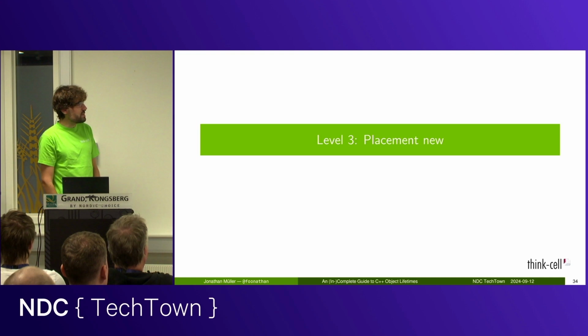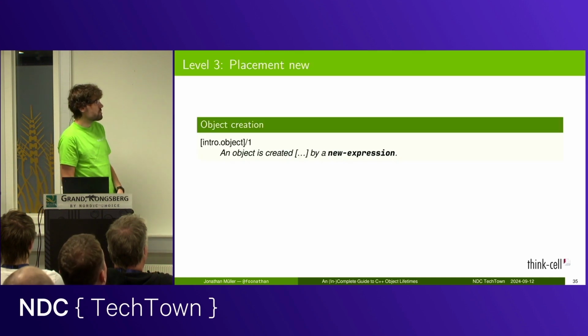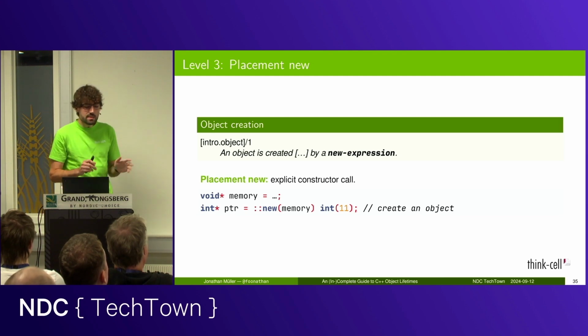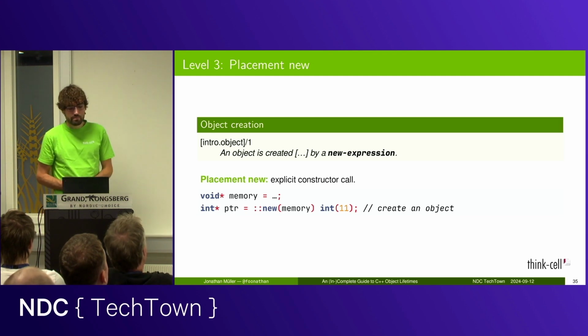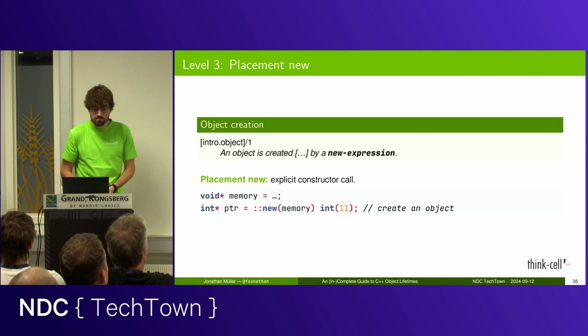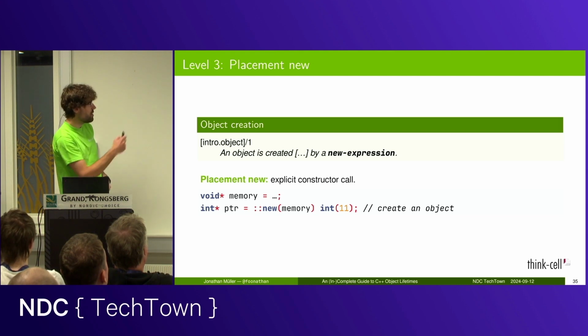So let's talk about placement new. An object is created by a new expression. There's a special kind of new expression, placement new. Placement new is an explicit constructor call. If you've got some memory, you can call placement new on that memory to create an object in that storage. Note that I'm using double colon and a void star.